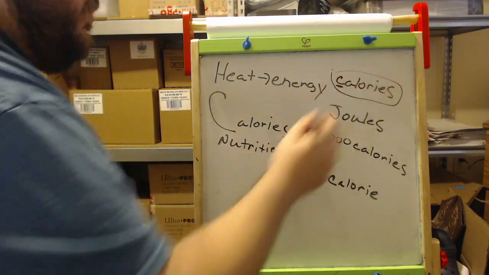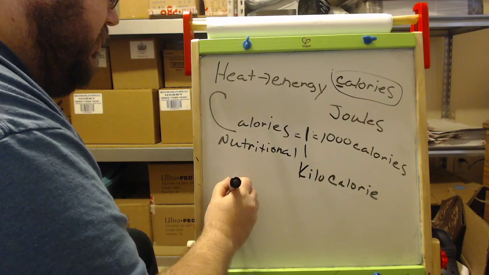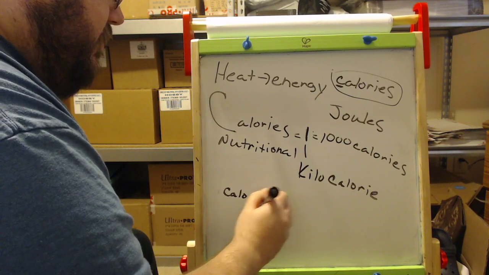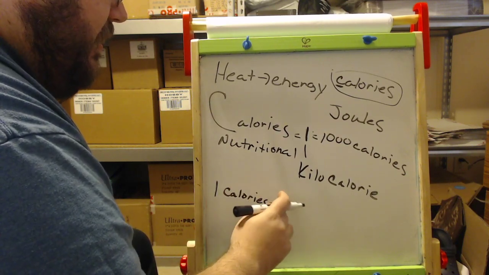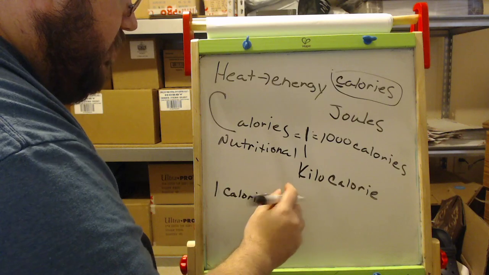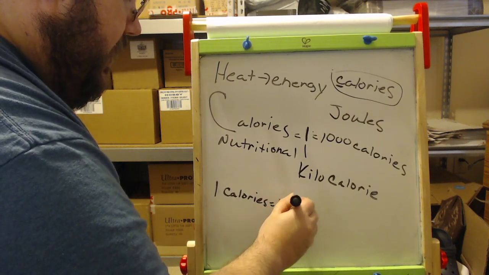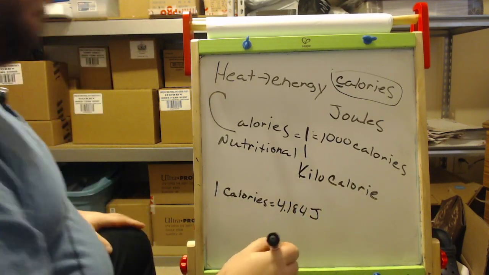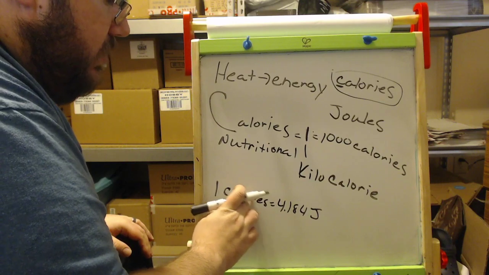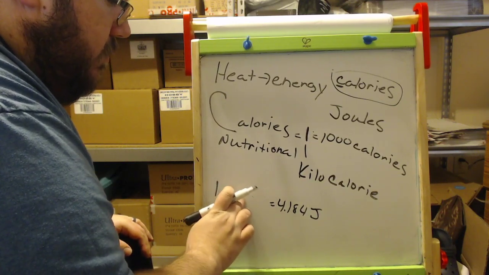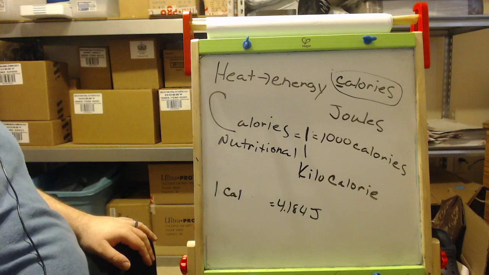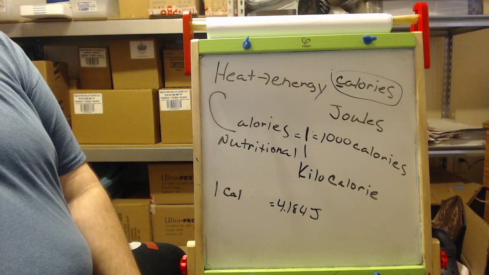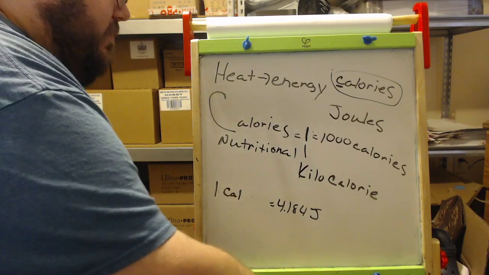Now, there is a conversion between lowercase c calories and joules. 1 calorie is equal to 4.184 joules. Calories is usually represented by the shorthand cal and joules by a capital J. So heat is energy. That's the first thing we have to take away here.